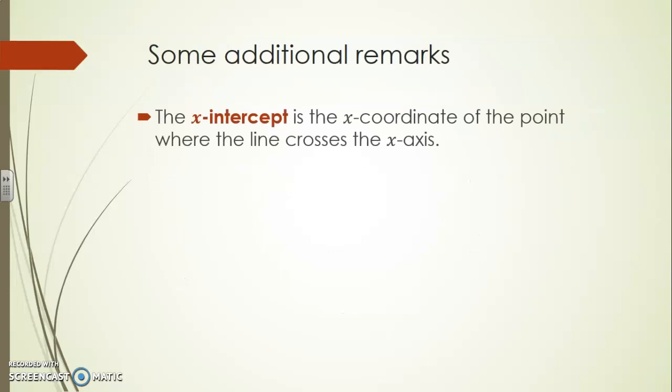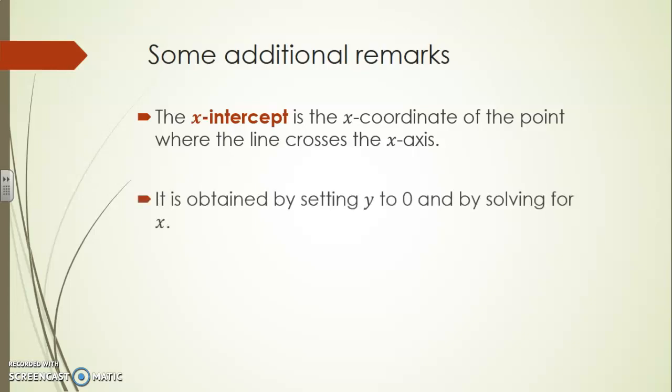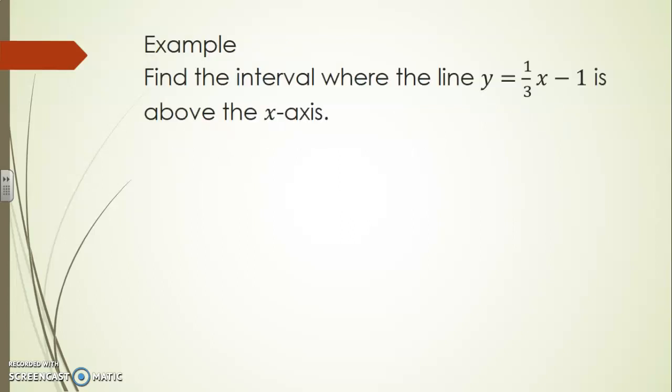The x-intercept is the x-coordinate of the point where the line crosses the x-axis. It's obtained by setting y equal to 0 and by solving for x. For example, find the interval where the line y equals 1/3 x minus 1 is above the x-axis.